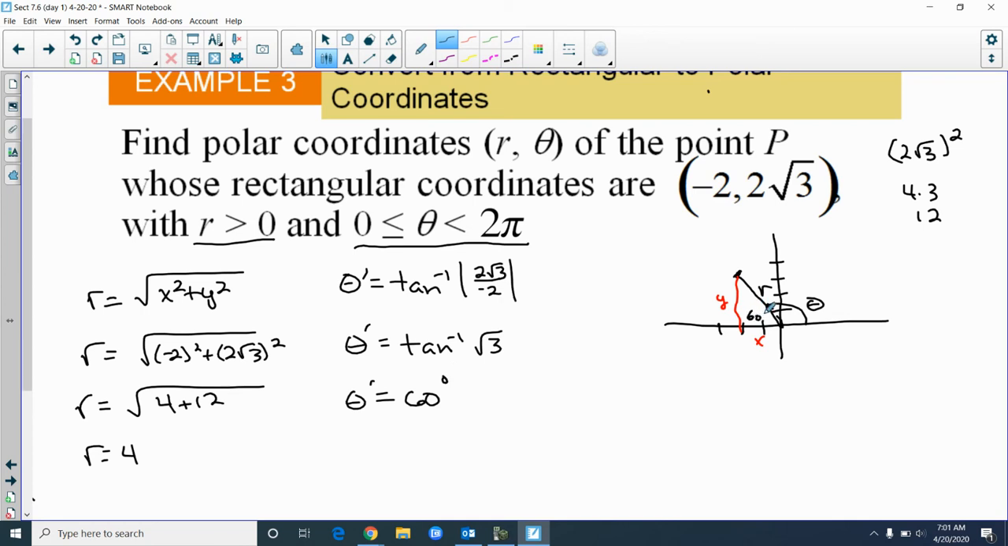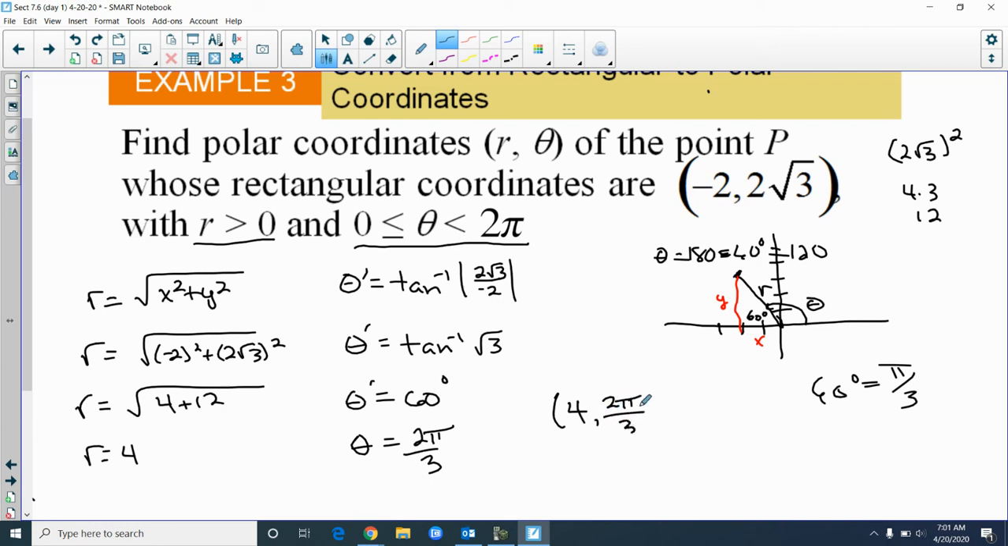So that is this angle right here. So the actual angle, since I'm in quadrant 2, is going to be 180 minus 60 degrees, which is going to be 120. Well, what is that in radians? That is going to be 2 pi over 3, because remember, 60 degrees is pi over 3. All right, so in polar form, it's 4 comma 2 pi over 3. So there you go. We can convert from rectangular to polar, and earlier we did polar to rectangular.